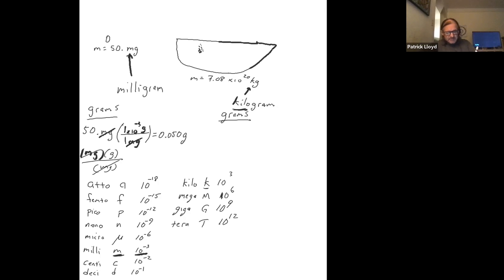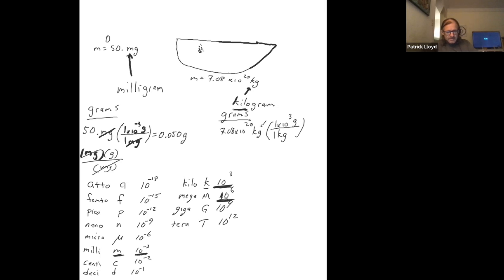We've got 7.08 times 10 to the 20 kilograms. We want to get rid of the kilograms and convert it to grams. Kilo is 10 to the 3. So since you're trying to get rid of this unit here, you want to put the kilo at the bottom, 1 kilogram. Okay. And that would be 1 times 10 to the 3 grams. So again, take a look at what I'm doing. I'm taking the number here. Oops, sorry, not that one, this one.